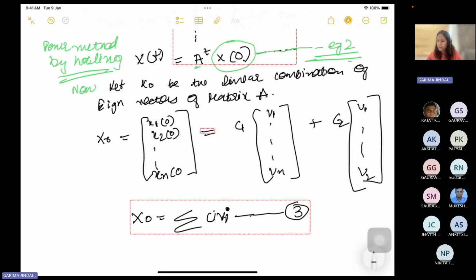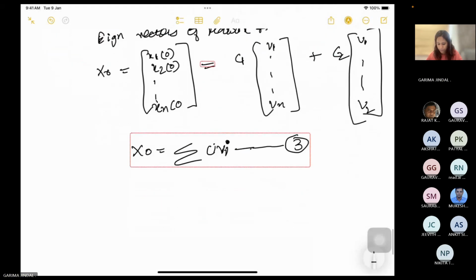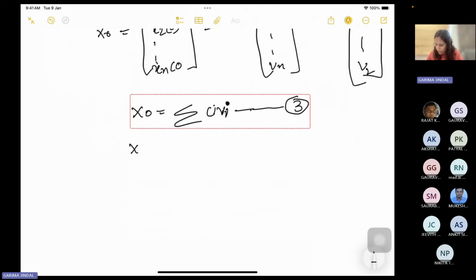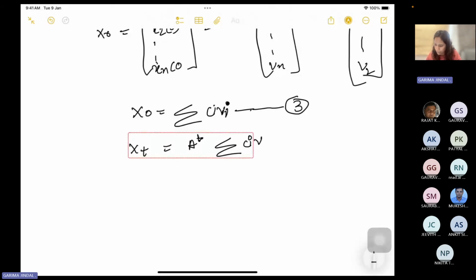This expression we will input in equation number 2. Now xt is the popularity that we want to calculate when the values get converged. So xt will be equal to a^t, and we will put equation 3 in equation 2, the summation of ci vi. Now this is equal to the summation of ci a^t vi.